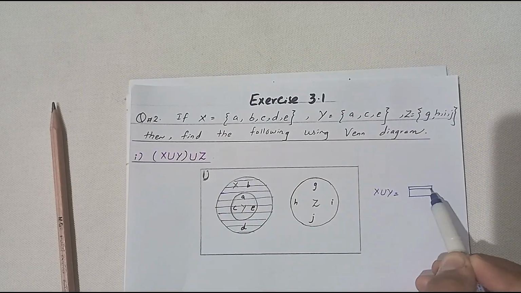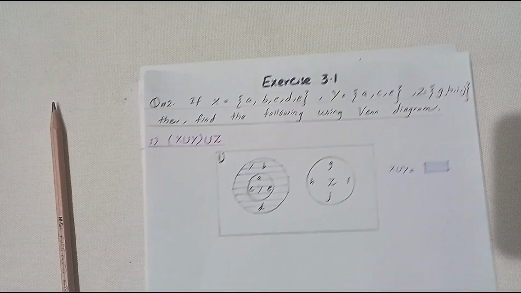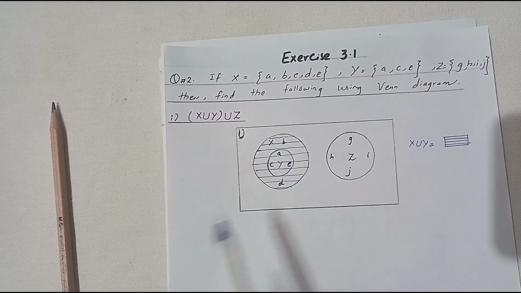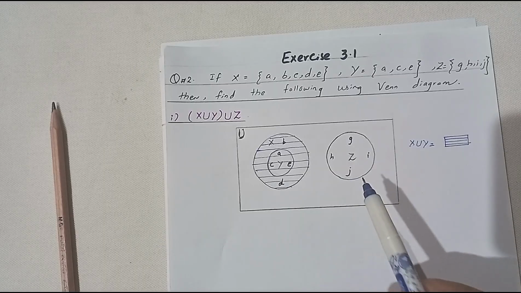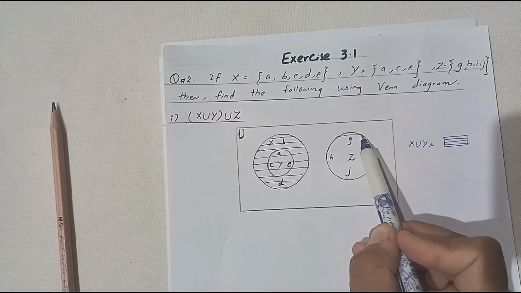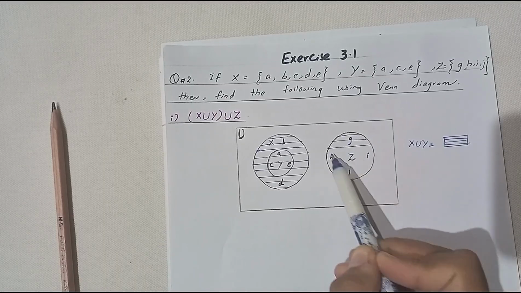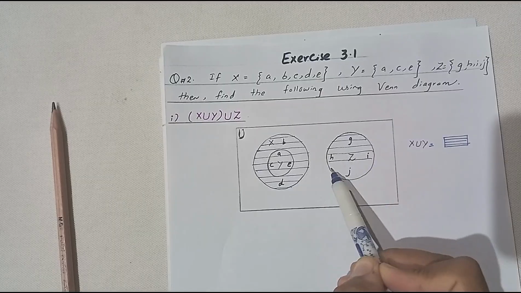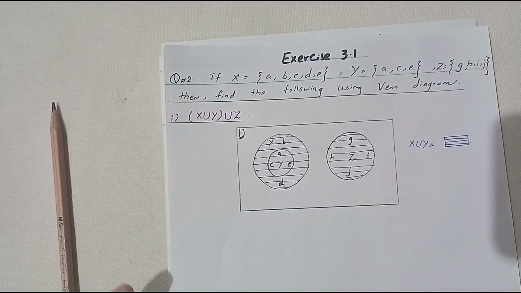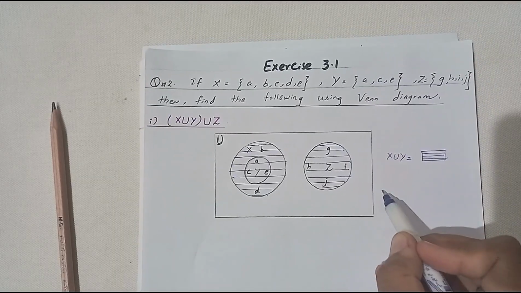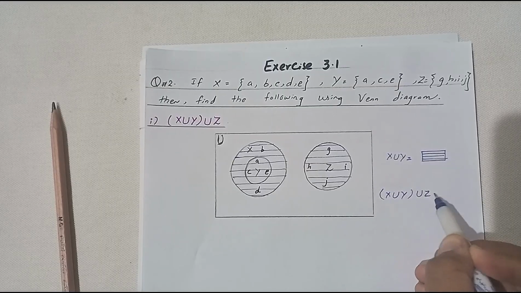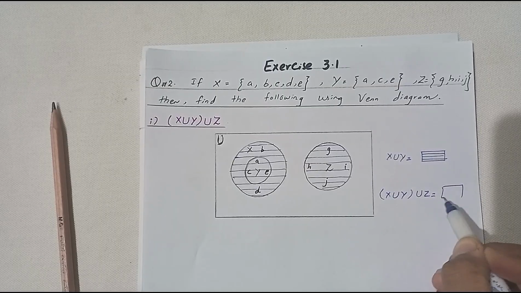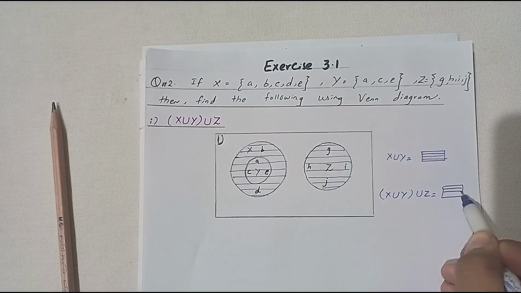all horizontal shading. X union y union z means all elements of x, y and z, so we also shade the diagram z with the horizontal lines. So the total shading we show of x union y union z equals to horizontal line shading.